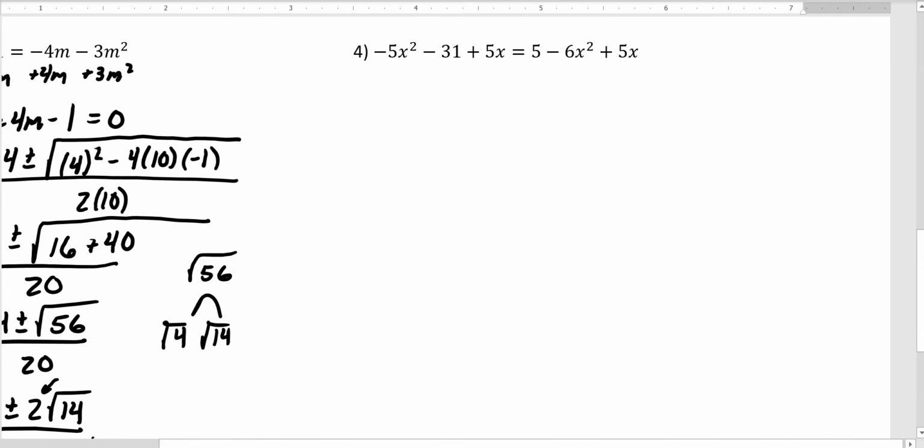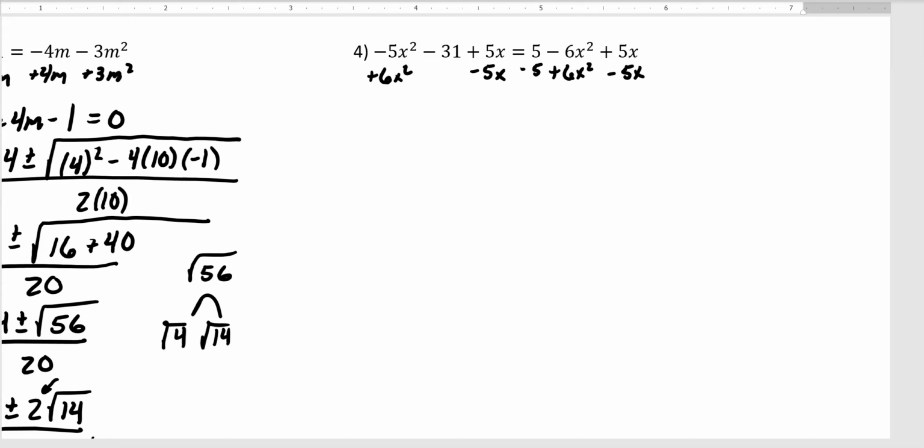All right, last one. Number 4 here. Oh boy. All right, so let's see what happens here. I'm going to move all this stuff over. So I'm going to subtract x squared, I'm going to subtract 5x, and I'm going to subtract 5. So when I do this, I actually end up with something quite unique. I end up with x squared plus 0x minus 36 equals 0.